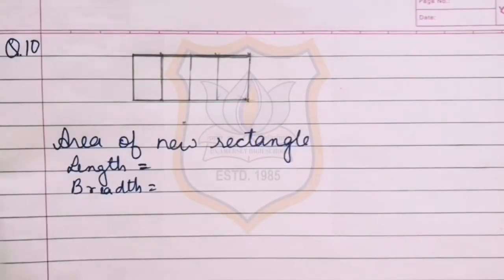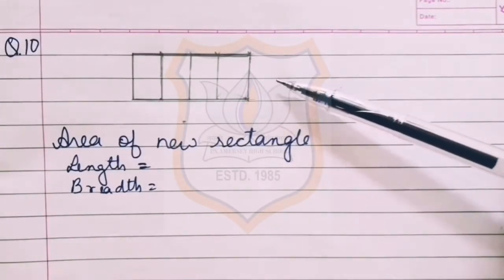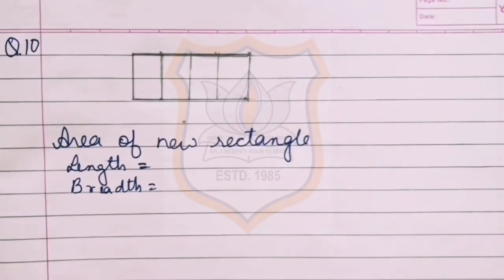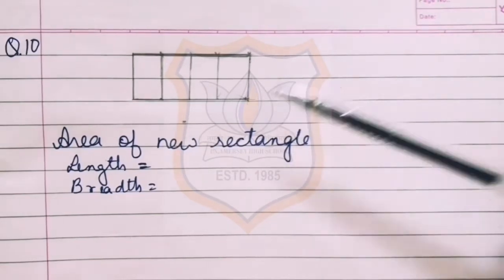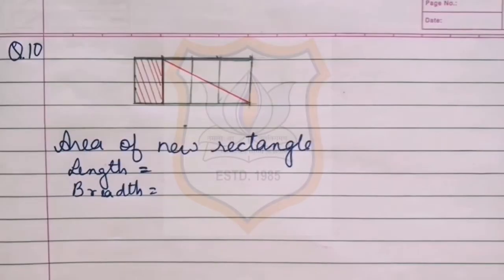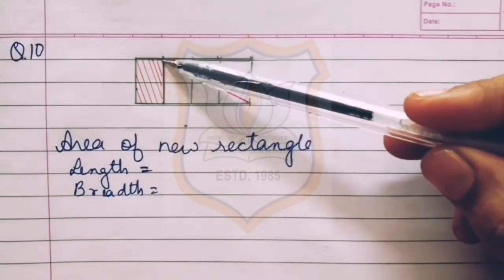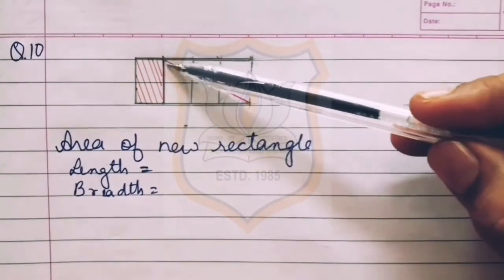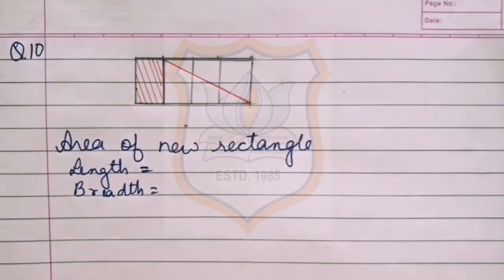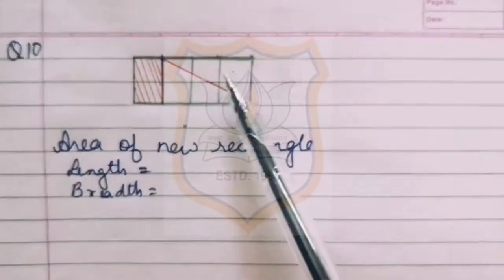Now solution for question number 10. Here a figure of rectangle with 8 square centimeter area was given in the question. We have to draw two straight lines to divide this rectangle, and make one small rectangle and two equal triangles. So students, you can see I have drawn one straight line here and the other here. I have drawn two straight lines and divided the rectangle into one small rectangle and two equal triangles.